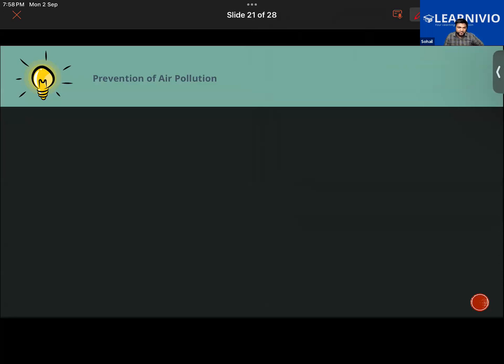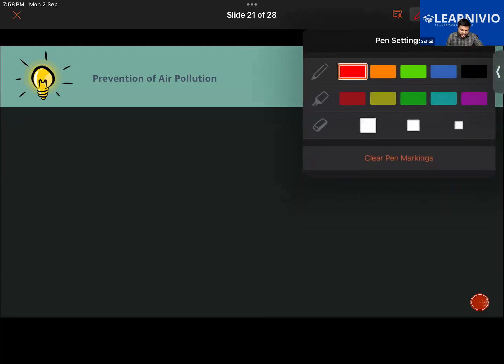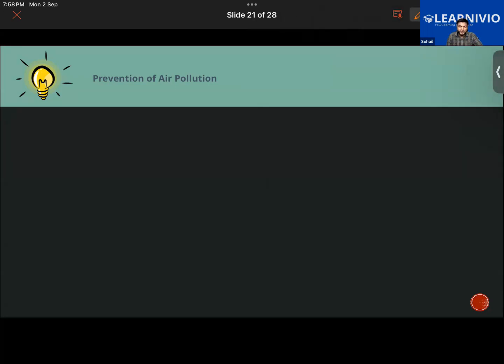Now let us talk about the prevention of air pollution. How can air pollution be prevented? At an individual level, what can we do, and what should the government be doing? We can switch to cleaner energy resources like LPG or CNG, because they have a good calorific value, do not release much harmful or toxic gas into the air, and burn cleanly without leaving any residues.